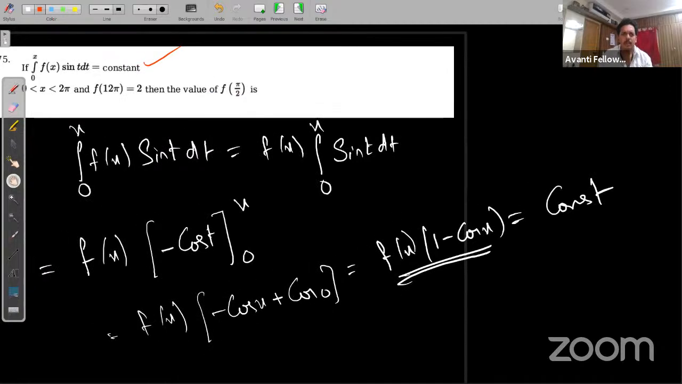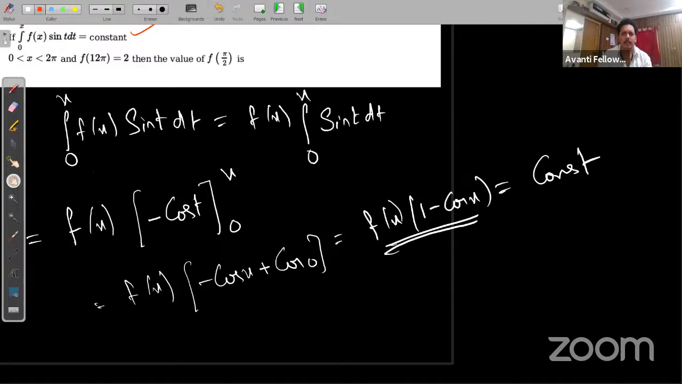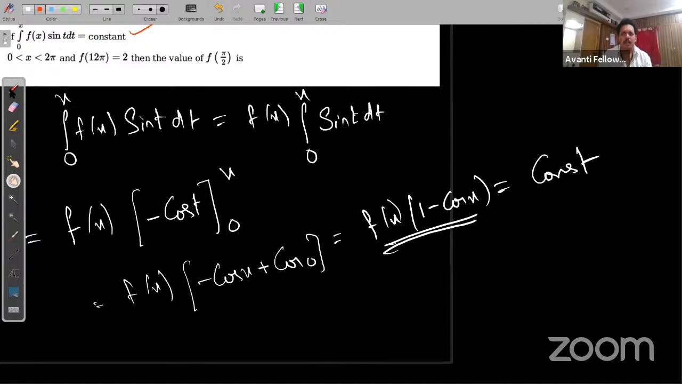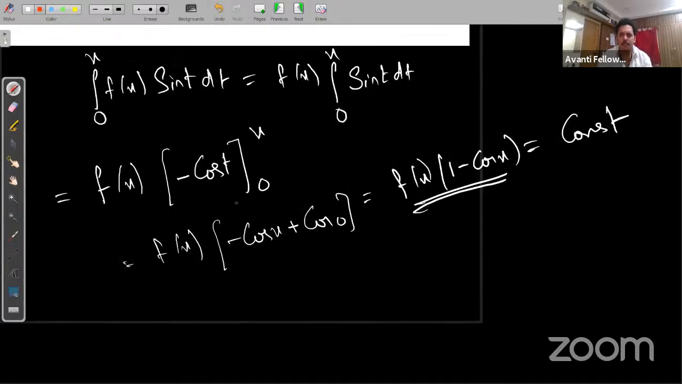I think f of 12 pi, 1 minus cos x here. Look here, Lahari. Minus cos x and cos 0 is 1, right? So 1 minus cos x. Understood?